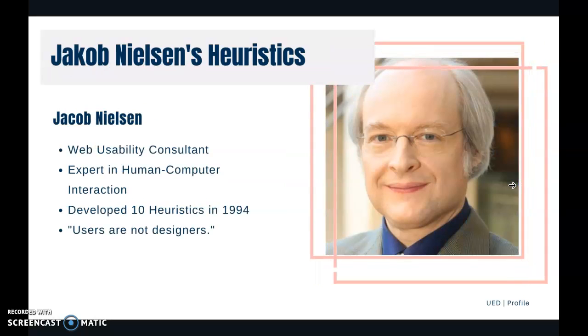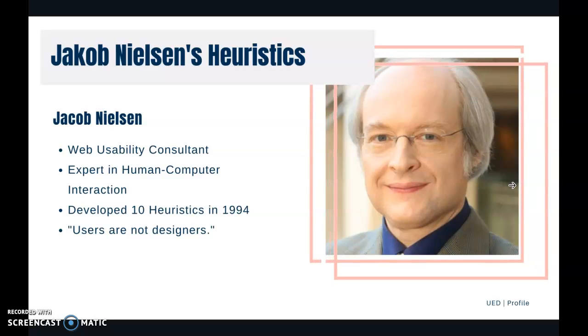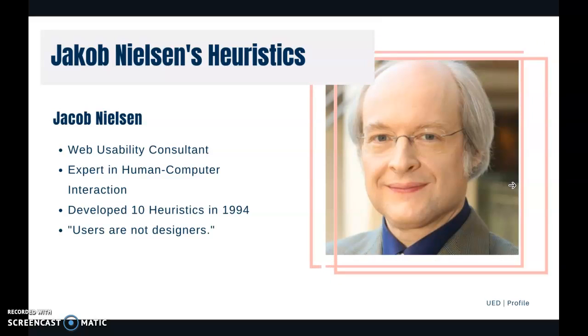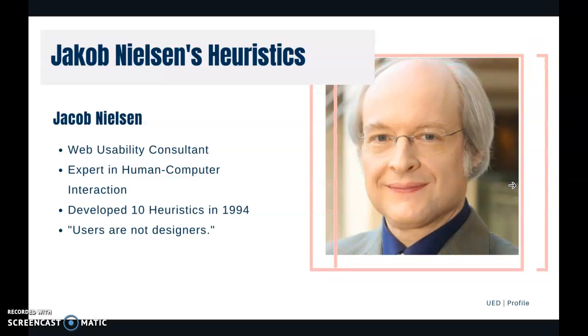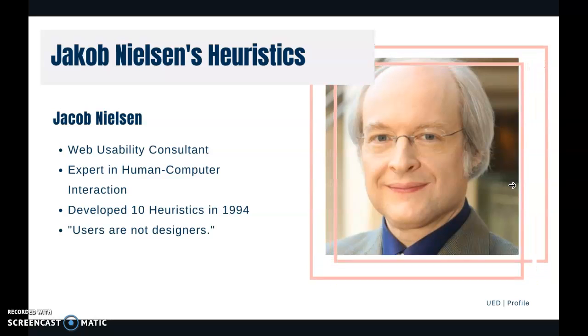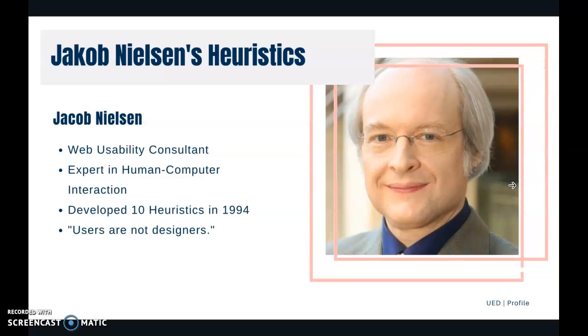We conducted our analysis using Jacob Nielsen's heuristics. Jacob Nielsen is a web usability consultant as well as an expert in human-computer interaction. He developed the 10 heuristics for interface design between 1990 and 1994. Nielsen's heuristics are probably the most used usability heuristics for interface design.